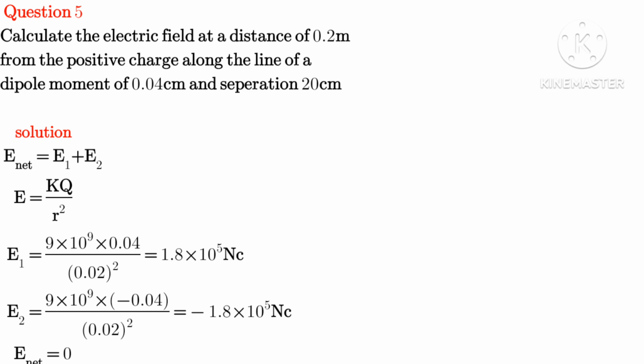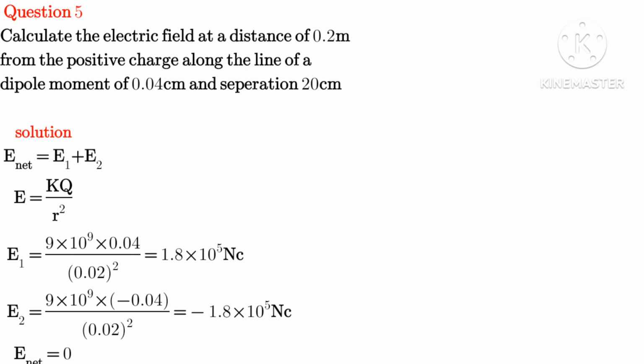We have the last question, and the last question says that we should calculate the electric field at a distance of 0.2 meter from the positive charge, so along the dipole moment. So we have the dipole moment and the separation to be 20 centimeter. You notice that we have a distance of 0.2 meter and a separation of 20 centimeter, so it simply means that we are having two different distances. So we convert one of them to meter.